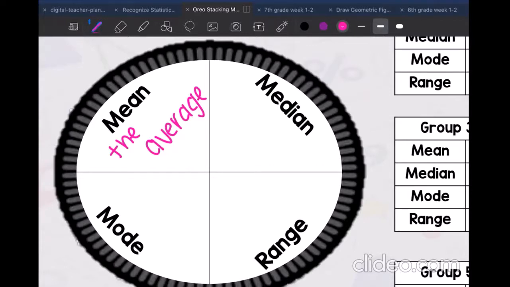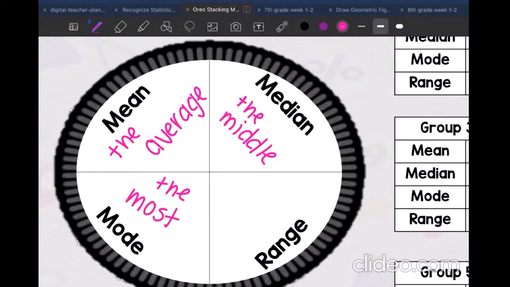Okay. The median. When you think of median, what do you think of? Middle. So median is the same as the middle. All right. When you think of mode, what can you think of? Most. Good. So the mode would be the most. And when you think of range, I want you to think of the difference because you're subtracting. The diff, because remember you're doing biggest minus smallest, B minus S.